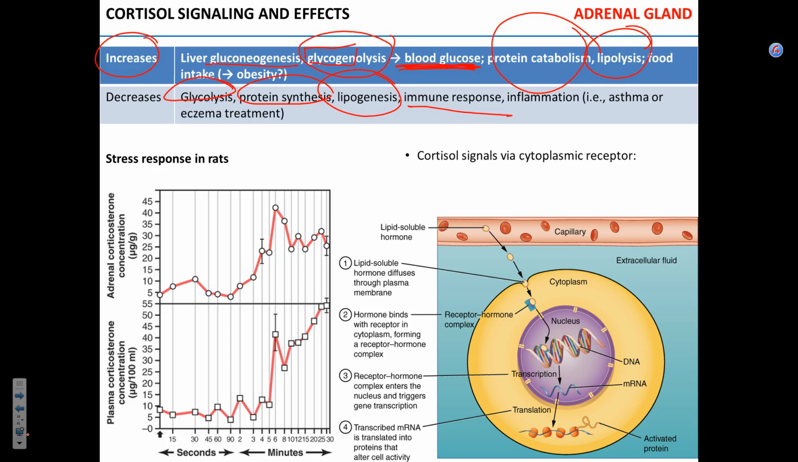For example, trauma or surgery, is that a stress? Yes. So there's going to be a lot of cortisol produced. And cortisol will impair immune responses of the person after the trauma or after the surgery. So these people will become more sensitive to infections. The upshot is that you can use it to treat chronic inflammatory diseases like asthma or eczema.